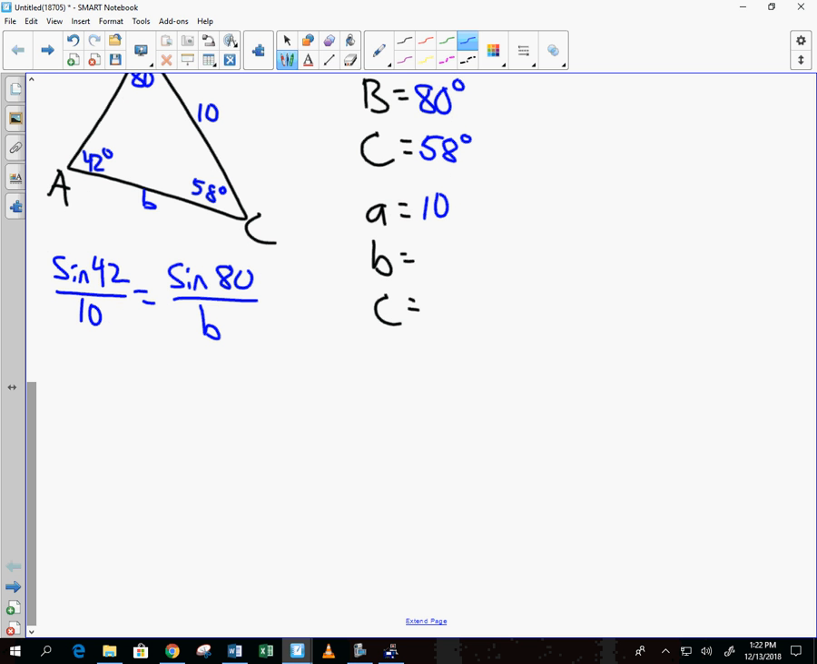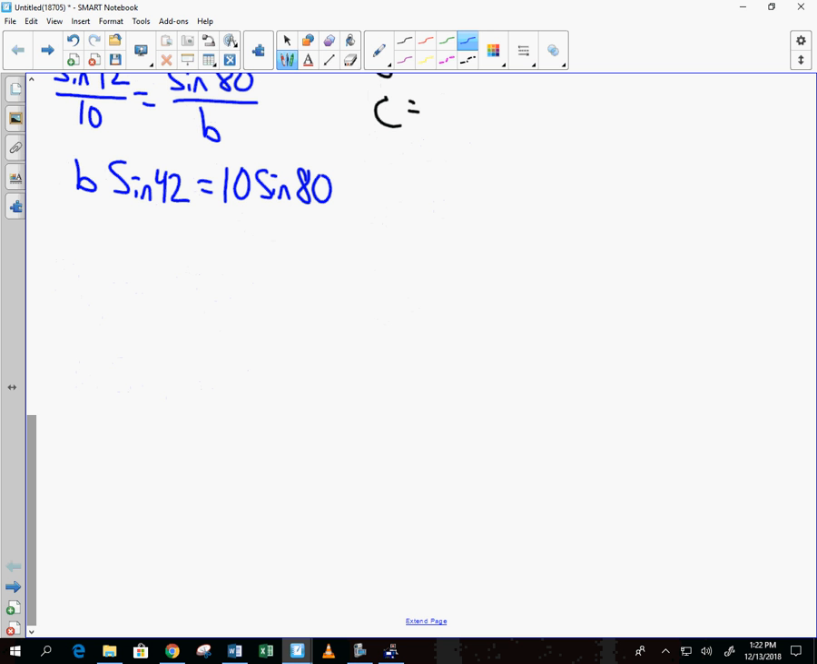I'm going to cross multiply. I get B times the sine of 42 is equal to 10 times the sine of 80. What do I do to solve for B? Divide by the sine of 42. So B is equal to 10 times the sine of 80 divided by the sine of 42.